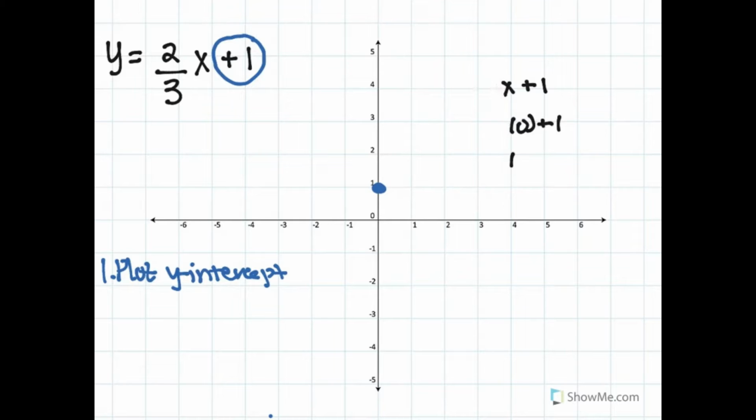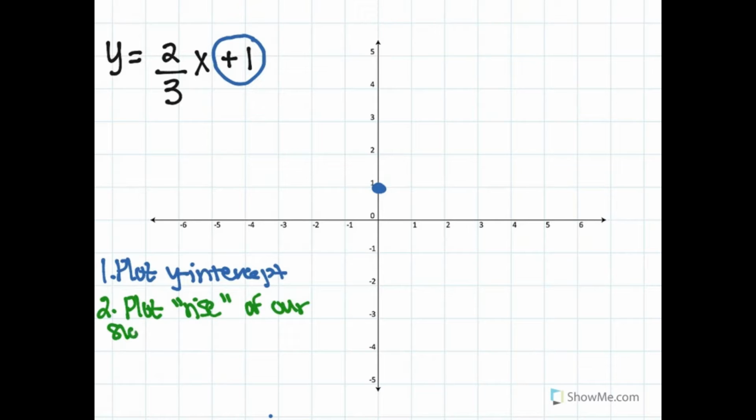Okay, so great. After we have plotted our y-intercept, the next step is to plot the rise of our slope. The rise is defined by the number in the numerator of the slope. So this is 2, which means from our y-intercept, we're going to rise 2 units in the y direction.